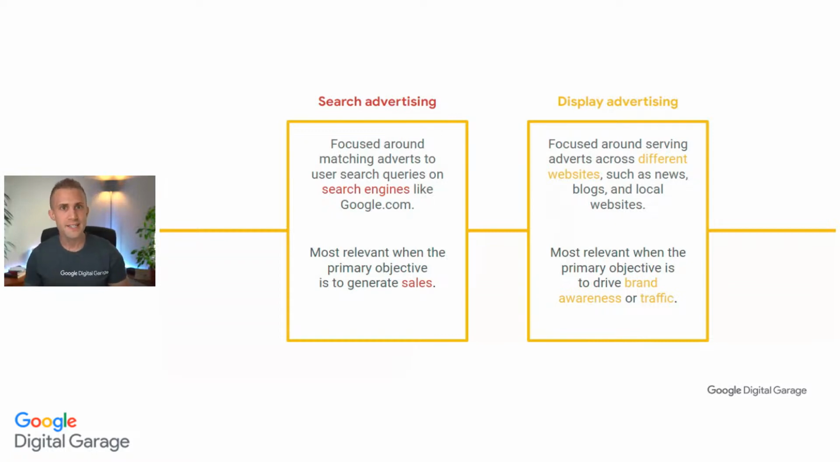Otherwise, display advertising is going to be focused around serving adverts across different websites. So we're now going to put an advertisement, which is going to be a banner. It could be a video. It could be text. It could be over the top. There's lots of different ways where we can display banners and those billboards on other websites. But the most relevant and primary objective is to drive brand awareness and, of course, some traffic. But really, it depends on what your goal is and what advertisements you would like to move forward with.